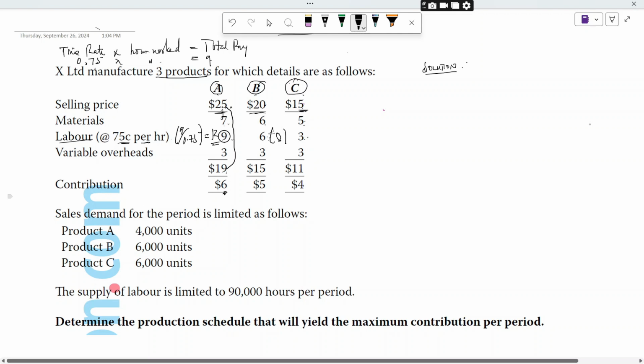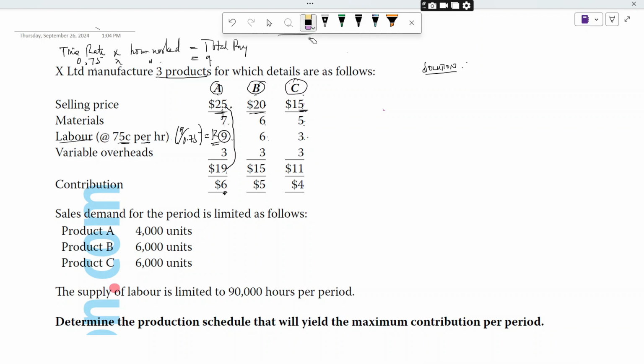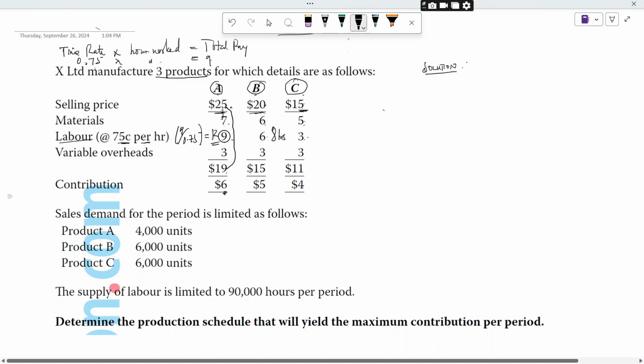8 hours here. Let me write it well. So 8 hours. What about C? 3 divided by 0.75, giving us 4 hours. So in this question, you see that on A, on average, you spend 12 hours, and B, 8 hours, and C, 4 hours. Now let's continue the question. Sales demand for the period is limited as follows. 4,000 for A, 6,000 for B, 6,000 for C.